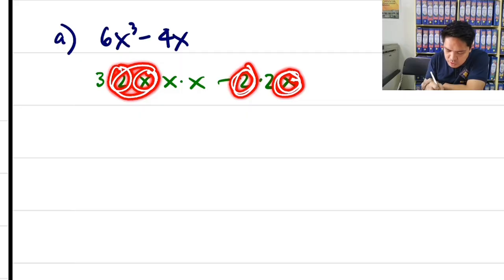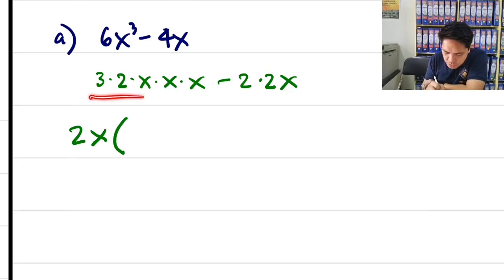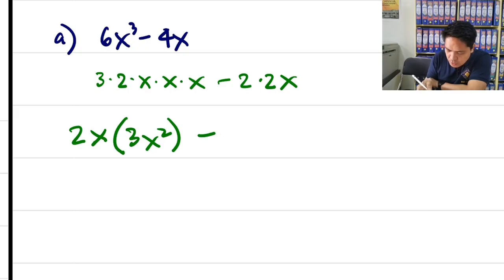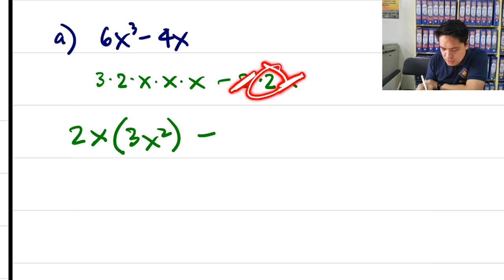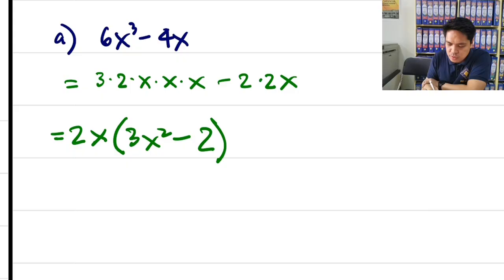If we take out this 2x, what remains in the first term is 3x squared. And what remains in the second term, since we factored out 2 and x, is 2. So this is now the factor of this polynomial.